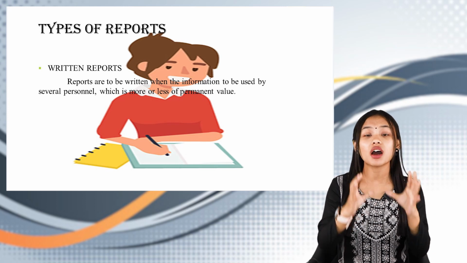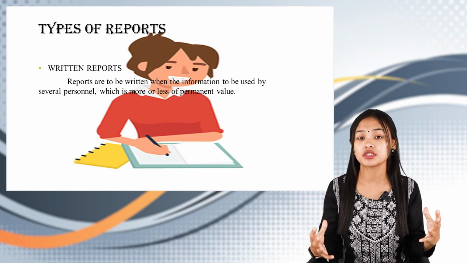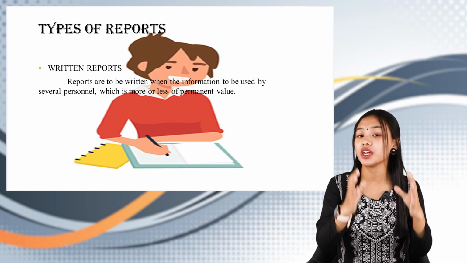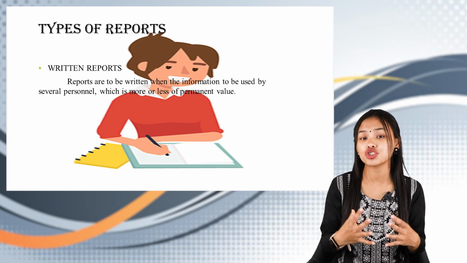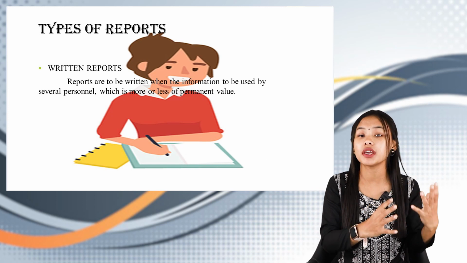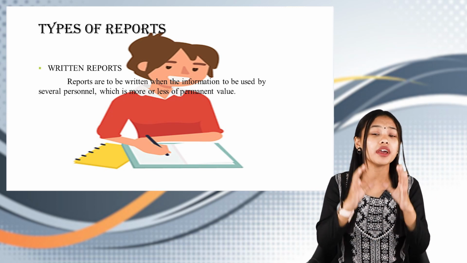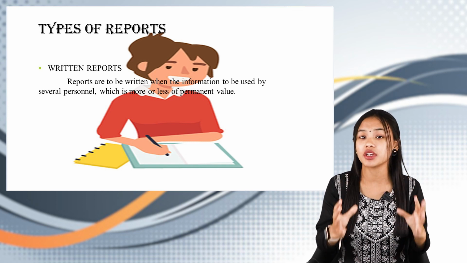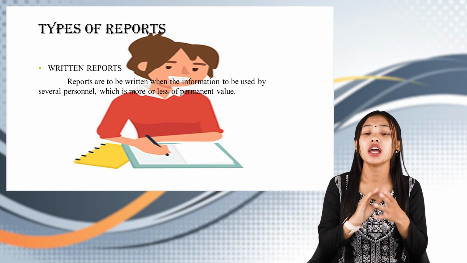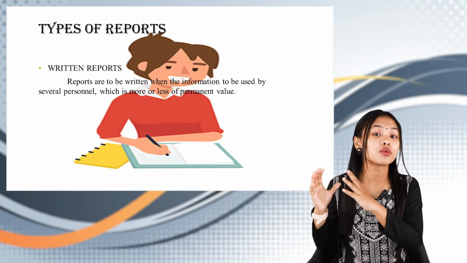And the next one is the written report. Here records are to be written when the information is to be used by several personnel. As I've said, whenever you provide care to a patient, you should make sure that there is good coordination between the healthcare team members. Why? Because each and every one plays an important role in providing care to the client, right? So whenever any information is to be communicated to several personnel who are involved in providing care to the client, it is preferable that these reports should be written.